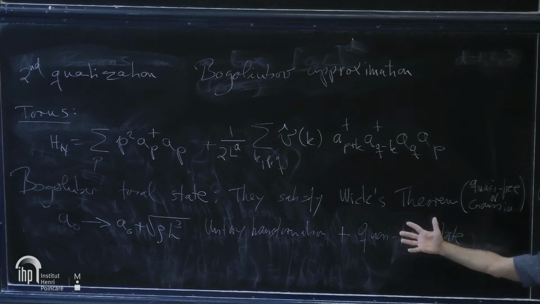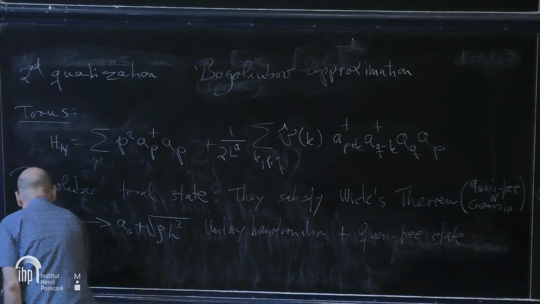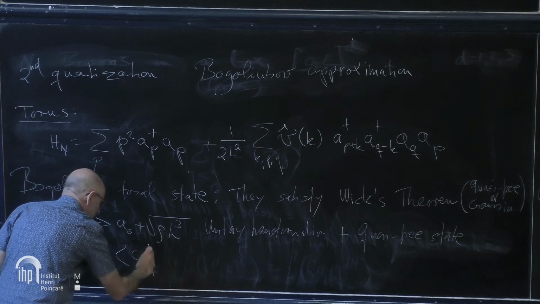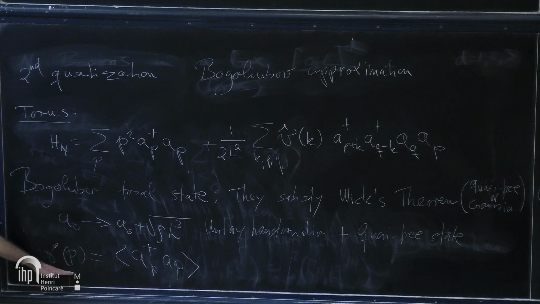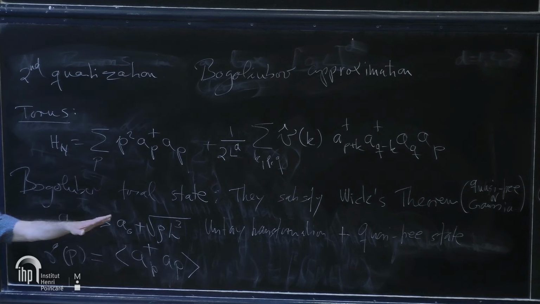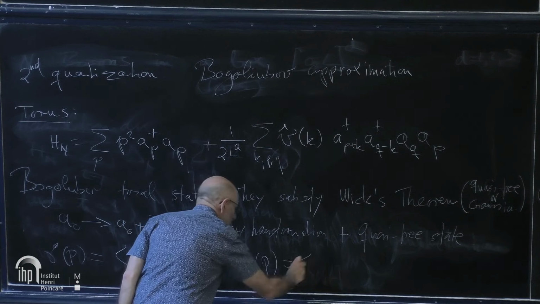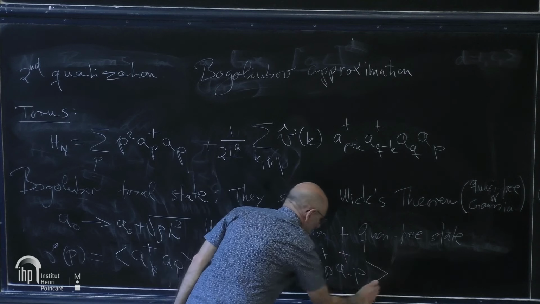And then if I assume from the beginning that I do this calculation in the thermodynamic limit, I can write down immediately a thermodynamic state. I assume that the expectation value of a dagger p a p is just a function of p, and I think of momentum now being in the whole space. I assume I'm creating a translation invariant state and calculating everything per volume. Then I usually introduce the alpha p, that's the a dagger p, a dagger minus p.